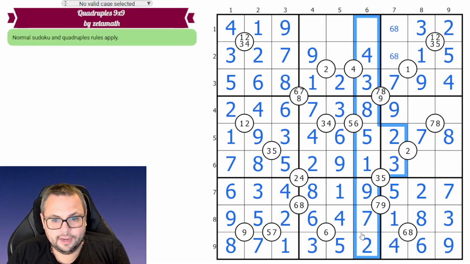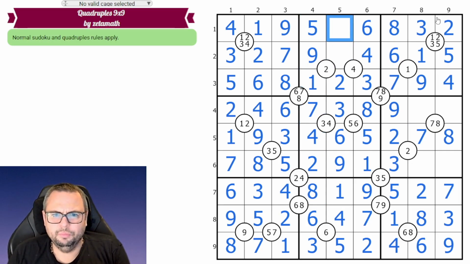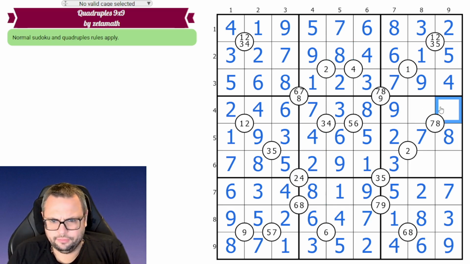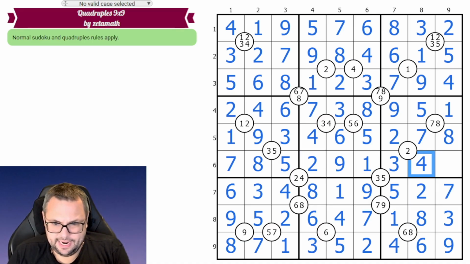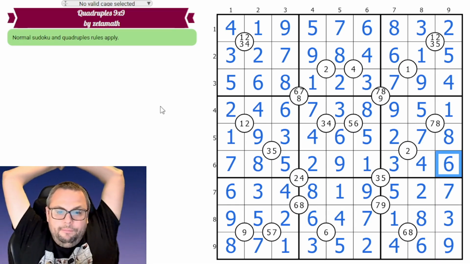Okay, this column still needs a 6. So this column still needs a 5. This row needs a 7. This row needs an 8. This row needs a 1 and a 5. This row needs a 4 and a 6. And there we go. Alrighty, well, I hope you enjoyed that.